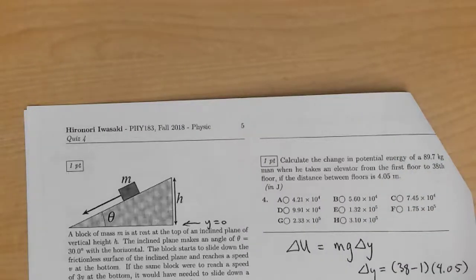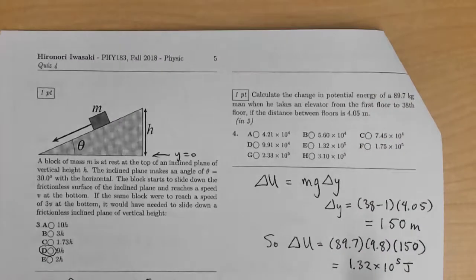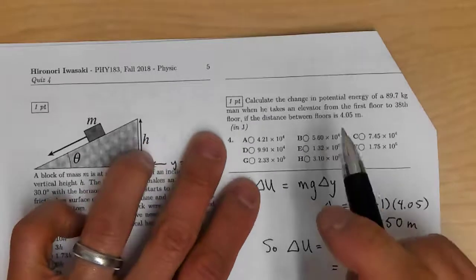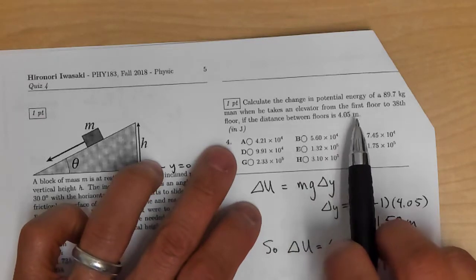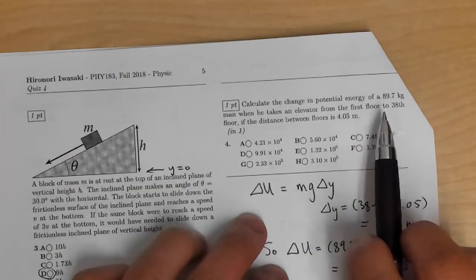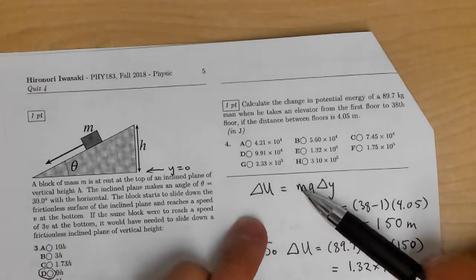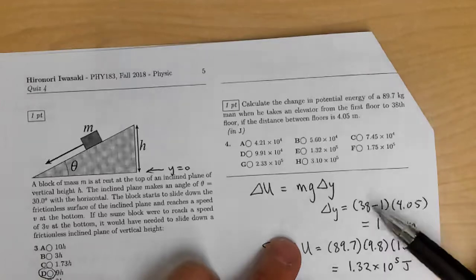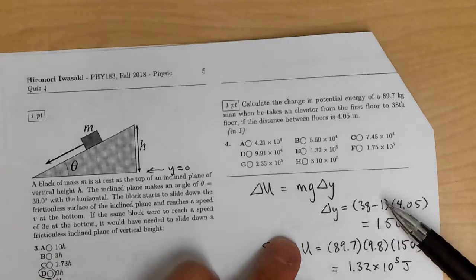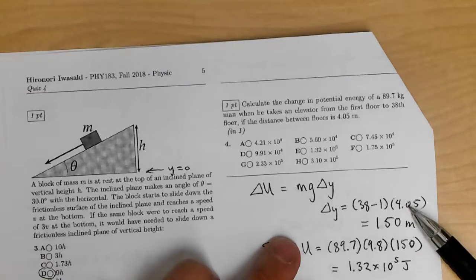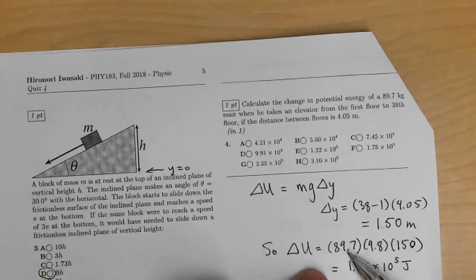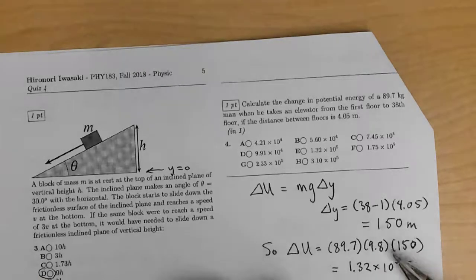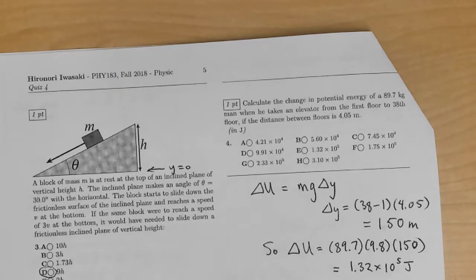We calculate the change in the potential energy of an 89.7 kilogram man when he takes an elevator from the first floor to the 38th floor, if the distance between floors is 4.05 meters. Delta U is mg delta y. Delta y, between 38 and 1, that's 37 floor differences, times 4.05, and that's 150 meters. So delta U is the mass, 89.7, times g, which is 9.8, times 150, which is delta y. We get 1.32 times 10 to the 5th joules.